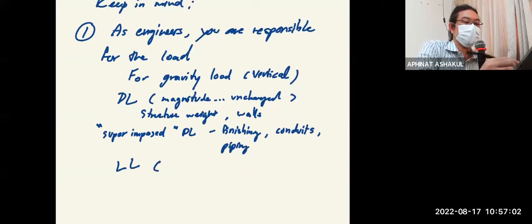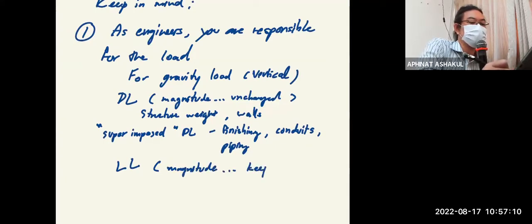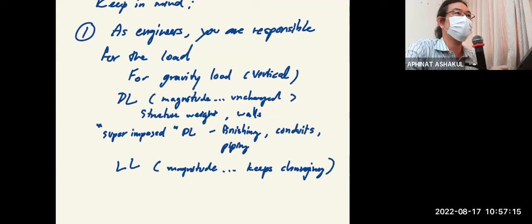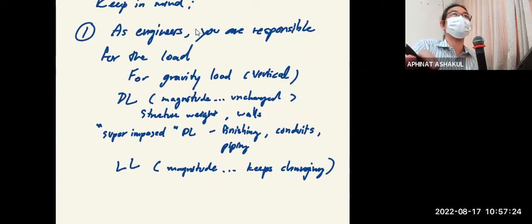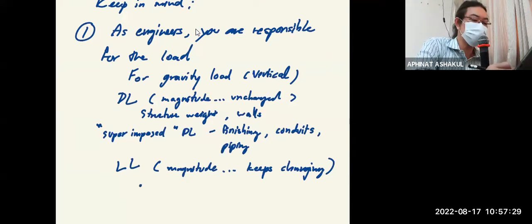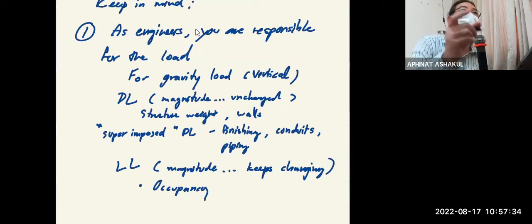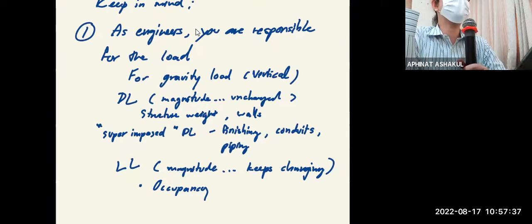This is, say, magnitude that keeps changing, okay? Folks at home, is my handwriting okay? If you have a problem, please chat. Yeah, live load, okay. So live load is what we call the occupancy. It depends on occupancy, which generally means how you are going to use the area.